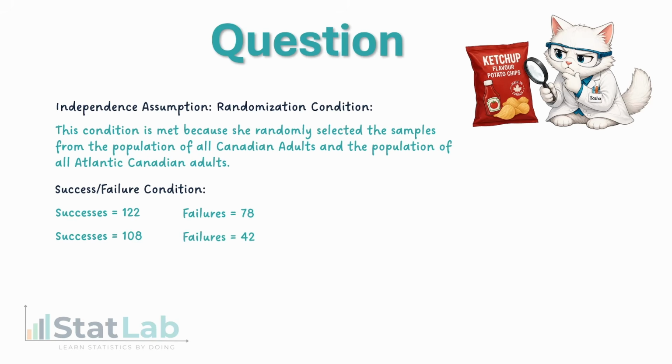Now you may notice that for the success/failure condition, I didn't use that n times p. And that's because in this case, we don't have a known proportion. We are simply comparing two sample proportions. So I'm going to go ahead and use our direct successes and failures. So of course, this condition is met because both the successes and the failures are greater than 10.